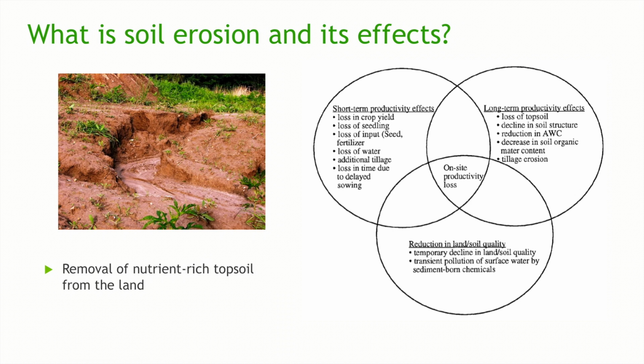For agriculture, soil erosion causes both short-term and long-term productivity effects. In the short term, this leads to a loss in crop yields, and in the long term, this can lead to a loss in topsoil, which eventually leads to soil degradation, which is the decline in soil conditions caused by the improper management of land.